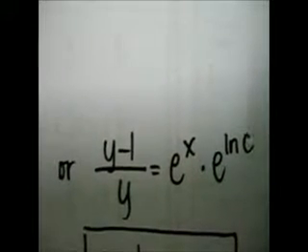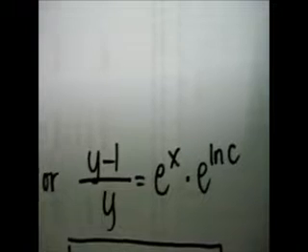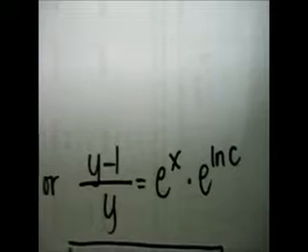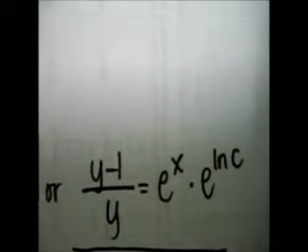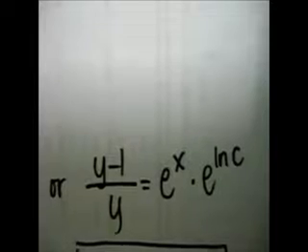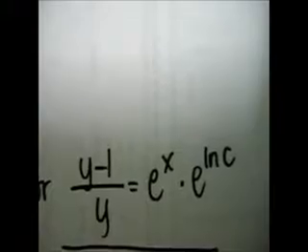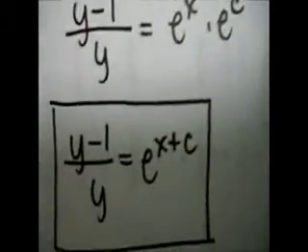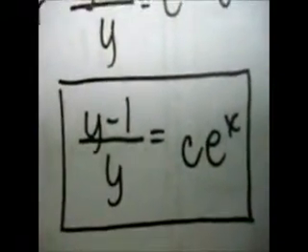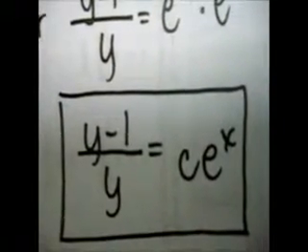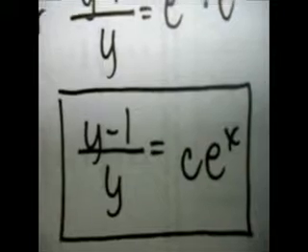Or we can have it this way: y minus 1 all over y is equal to e to the x times e to the ln of c. They are just the same because c is a constant, so we can manipulate c to be whatever we want it to be. And what is easier to solve for c? So we have this as an answer, but I prefer this as our final answer. So y minus 1 over y is equal to c times e to the x.